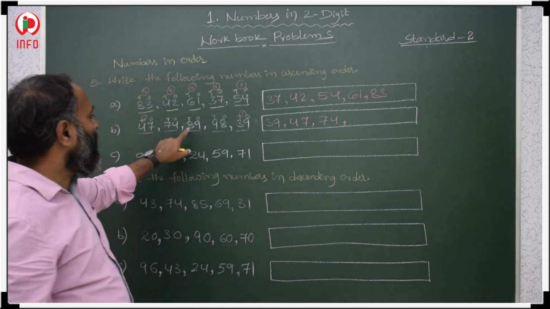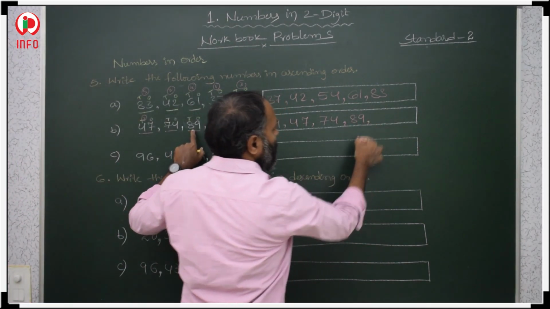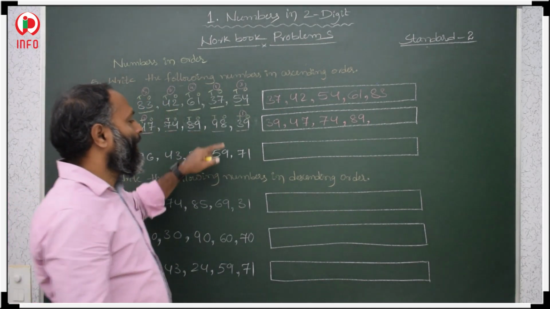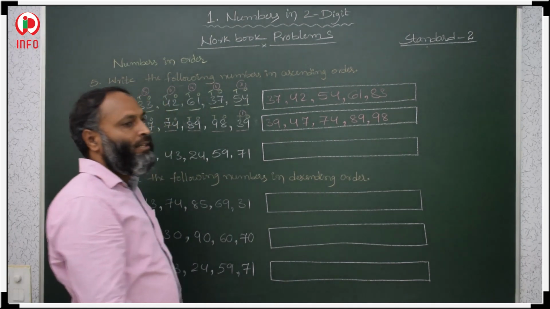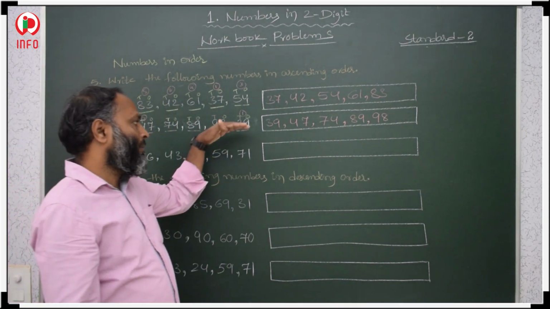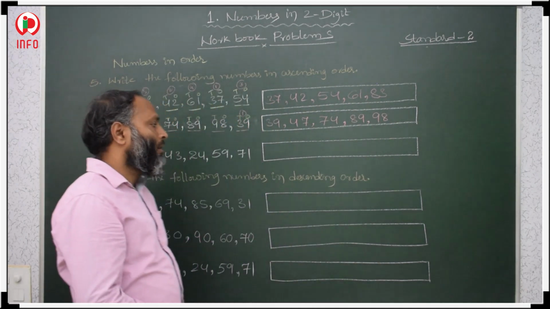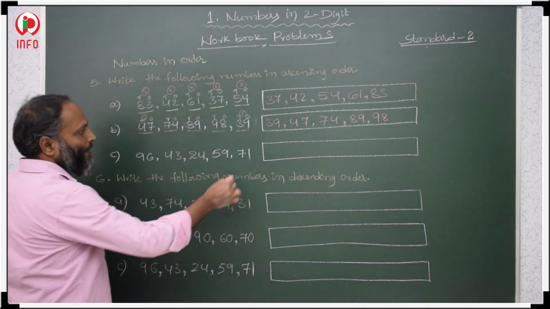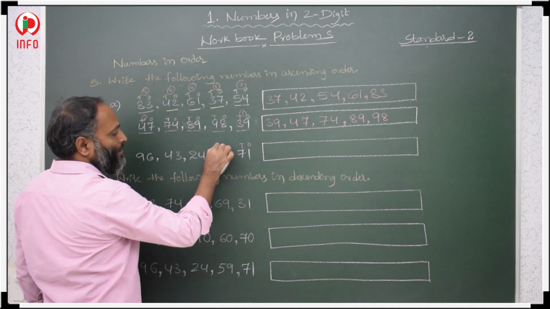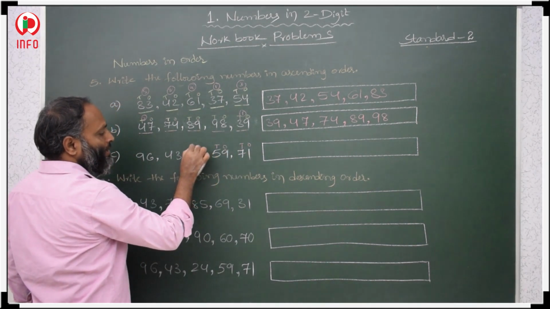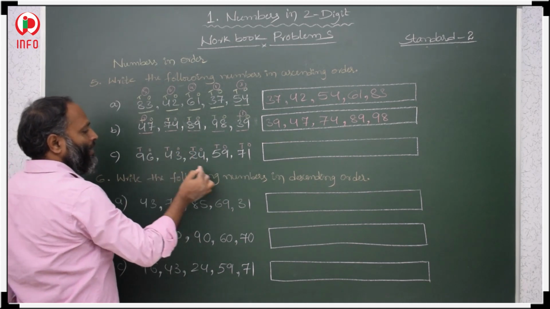Then after 7, 8 will come, that is 89. After 89, 98 will come. These are in ascending order, from smaller to bigger. In this, it is ones place, tens place, ones place, tens place, ones place, tens place.